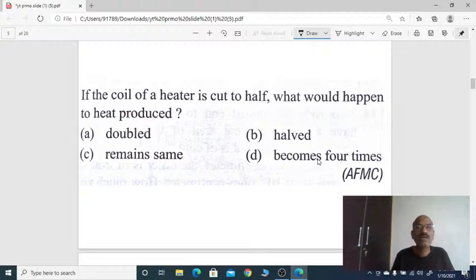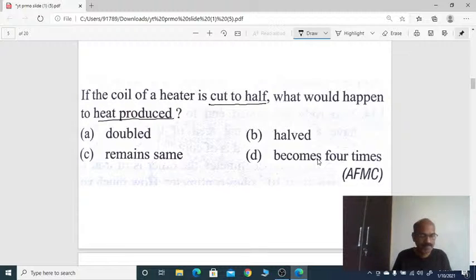If the coil of a heater is cut to half, what would happen to heat produced? Double, half, remain same, become 4 times. Clearly understand the question. If a coil of the heater you are cutting into half, now what would happen to the heat produced?